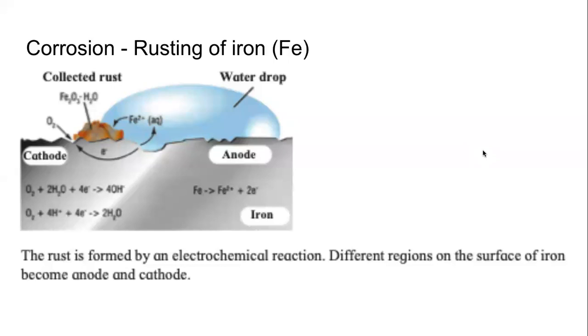Now, one of the major problems of oxidation is corrosion. Corrosion is damage to the metal because of exposure to the atmosphere. And what is there in the atmosphere which causes damage? It is the oxygen and it is the water vapor. The water and the oxygen.